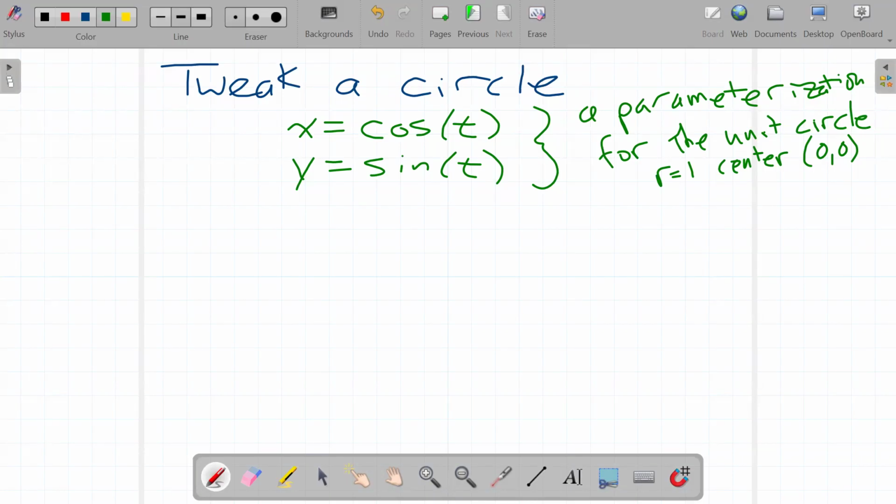And we looked at a way to make it go around counterclockwise. We looked at a way for it to go around faster in less time if the parameter can also be interpreted as time. But it turns out we can do a lot of other things.